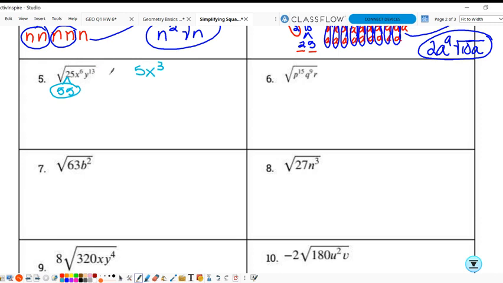Then I have y to the 13. Well, if I divide 13 by 2, I'm going to get 6. That means I'm going to get 6 y's on the outside. But there is 1 left over, so that's going to stay in my radical.